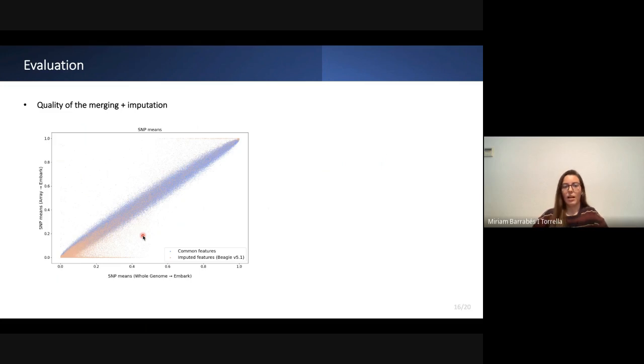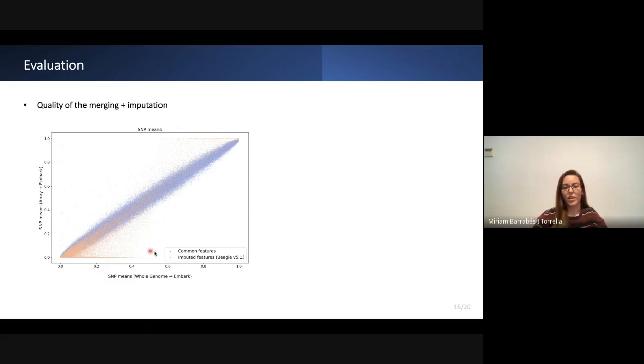We also made a plot with a comparison of the SNP means. So this helps evaluating the quality of the merging, and also the quality of the imputation with Beagle. If you remember, I said that the distribution of zeros and ones should be similar between both datasets, so the SNP means should also be similar. So all points should fall around this x equal y line. And we can see that this is the case for the vast majority of SNPs, which indicates that the merging was correct. But we can also see that there are some outliers, here and here especially.